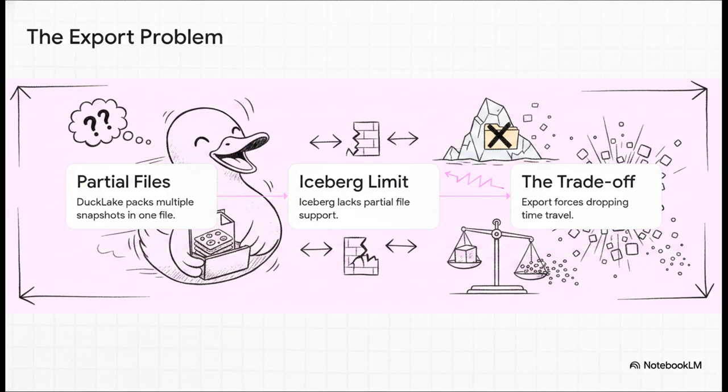You either have to nuke all your time travel data and only export the latest snapshot, or you're forced to completely explode your storage and basically reinvent the very small files problem DuckLake was built to fix in the first place. It is a severe architectural clash, and it's being heavily debated by the community right now.